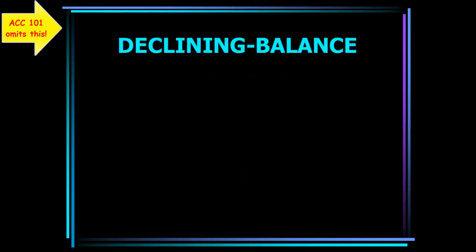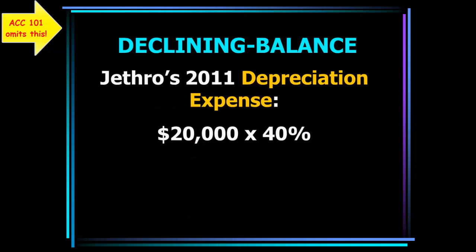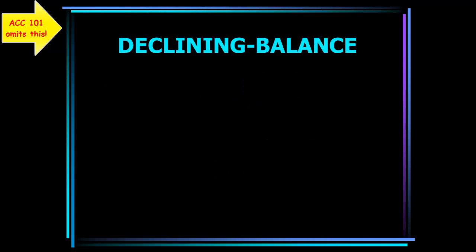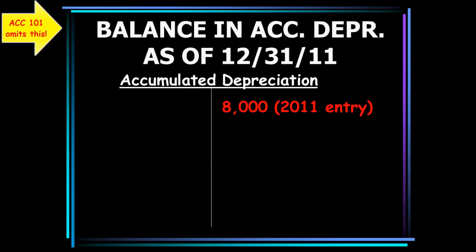Well, my expense will be 20,000 times 40%. 20,000 times 40% says my expense for the first year will be $8,000. I've given you a T account. We're going to post each year's depreciation expense entry to accumulated depreciation. So for 2011, what do I do? I debit depreciation expense. I credit accumulated depreciation for $8,000. So how much do I have in accumulated depreciation right now? $8,000.